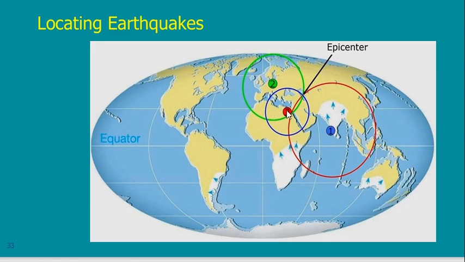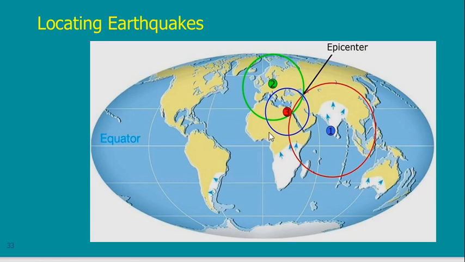In Egypt, they can also record the earthquake, and they can draw this blue circle. So now in India, they have any location on this red circle, and in Egypt, they have any location around this blue circle. So the intersection between the blue and the red circle will be the combined result of both stations.